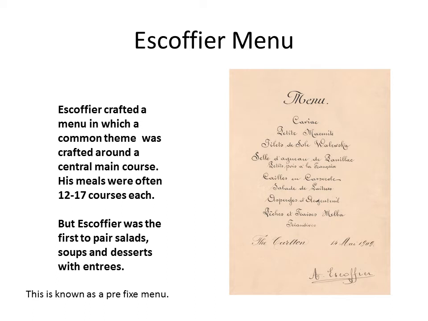A typical meal for Escoffier was about 12 to 17 courses. This one is a pretty small course because there's only about 10 on it. But Escoffier was the first to pair salads, soups, and desserts with entrees. And this was known as a prix fixe menu. Basically, Escoffier told you everything you were going to eat during that meal, and you would be charged a price.